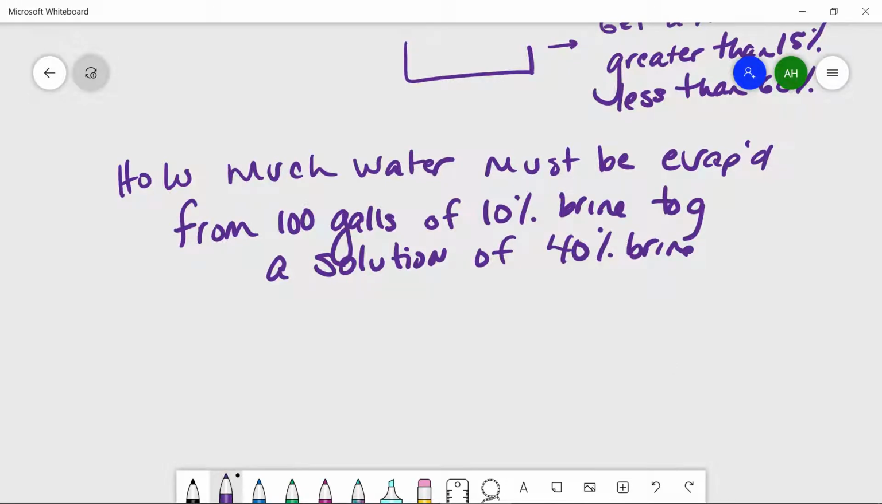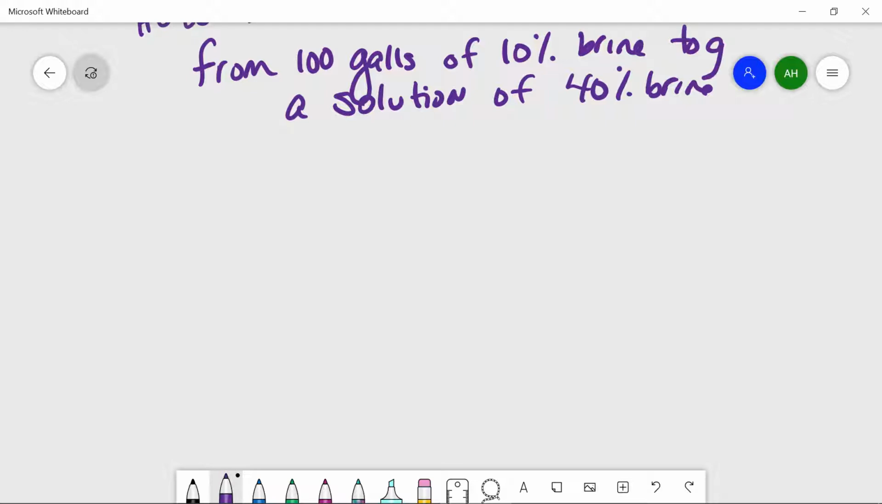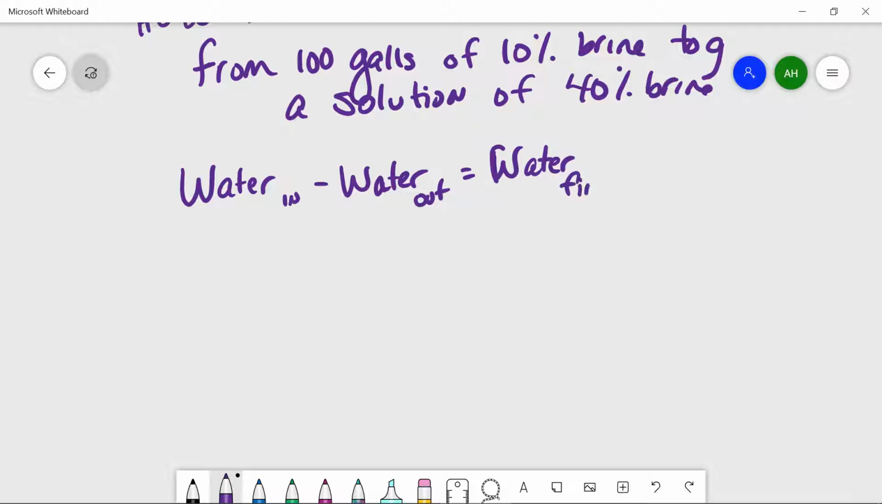Here we can look at it either from the water side or from the salt side. Let's look at it from the water side. The water that I put in, minus the water that's going to evaporate out, is going to give me the amount of water that I have at the end, the final water. So water in minus water out equals water final.